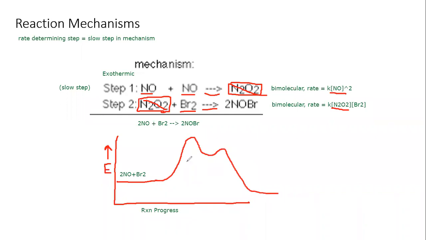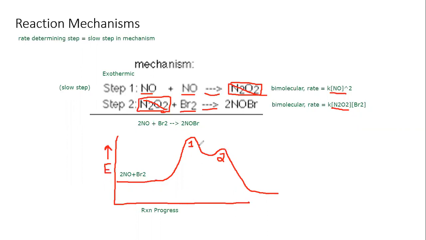to the products. So the first activation energy is for step 1. The second activation energy is for step 2. Now again, the way that I know that step 1 is higher in energy than step 2 is because step 1 is the slow step. The slow step is always going to be higher in energy than the other steps.